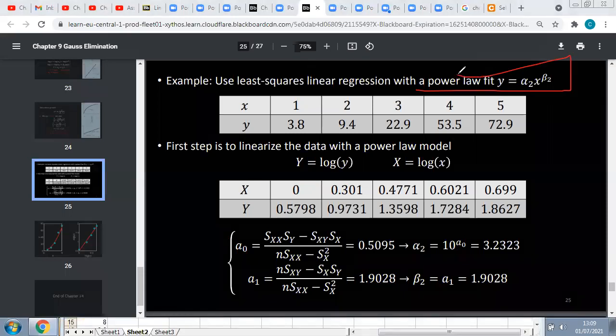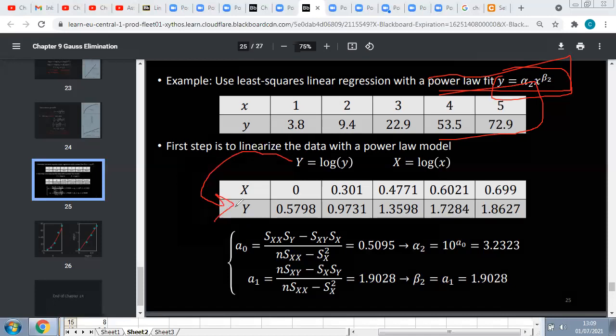So for the power law fit, the equation is of the form y equals alpha 2 times x to the power beta 2. All I have to do first is to transform my data from x, y. I will define big X, big Y. And as we have seen together, when it is a power law fit, I will define big Y as log of Y and big X as log of X. And I will perform this transformation to get what big X and big Y are.